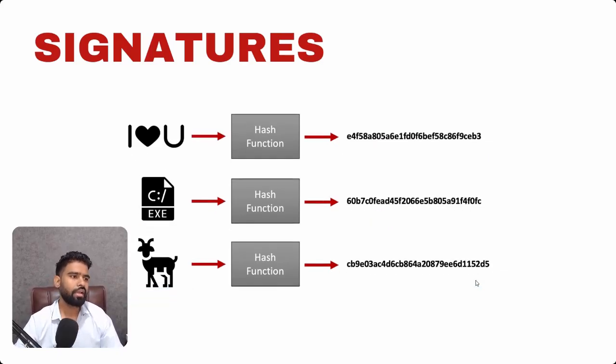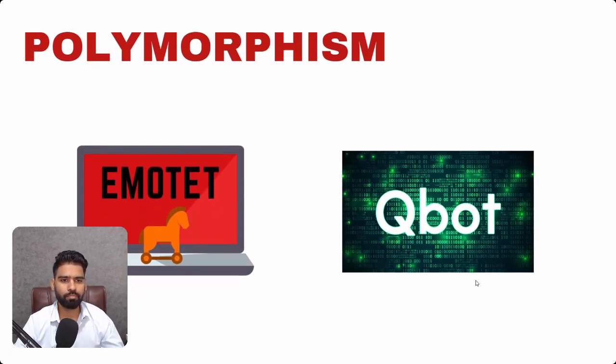But today, if you look at the latest malware, these are getting smarter and smarter. It changes its code every time it spreads, making those signatures really irrelevant because it changes its behavior. So malware like Emotet and Qbot use a technique called polymorphism to avoid any possible detection.